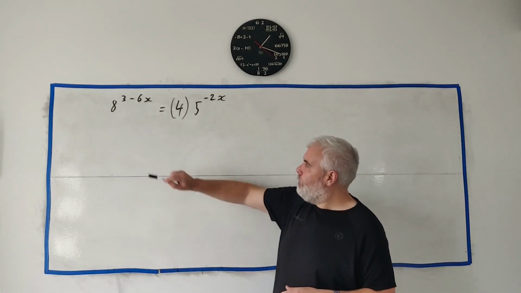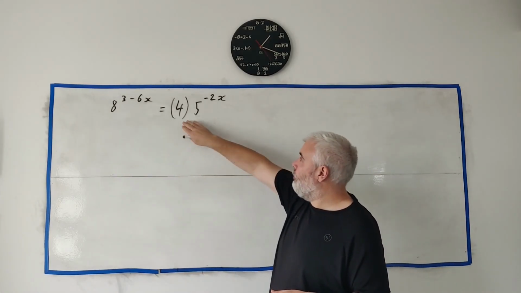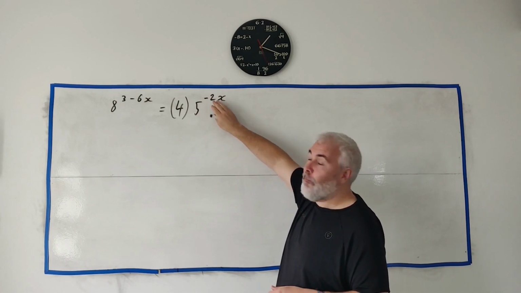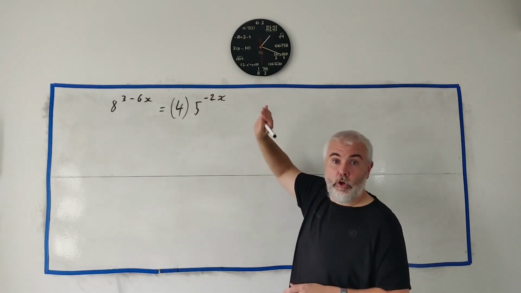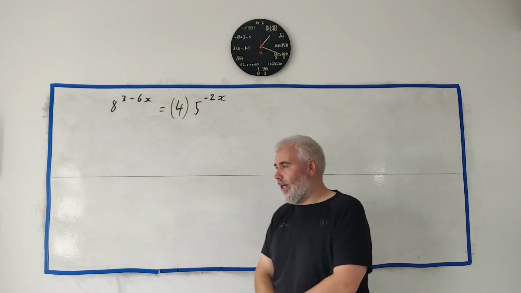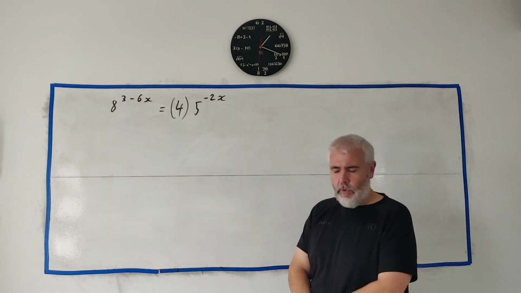We have 8 to the power of 3 minus 6x is equal to 4 times 5 to the power of minus 2x. So the x is up in the power, so we have to deal with that. There's a few ways to do this question.